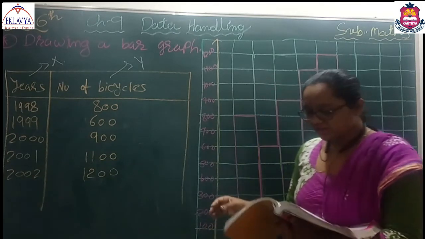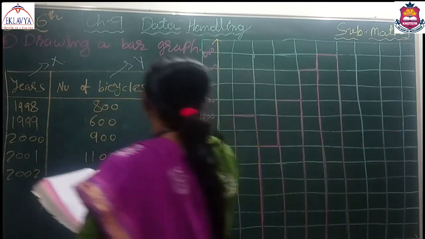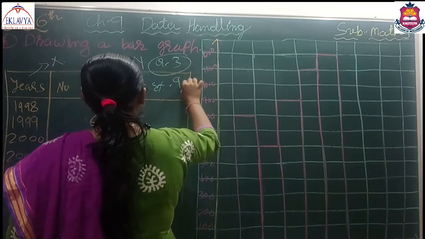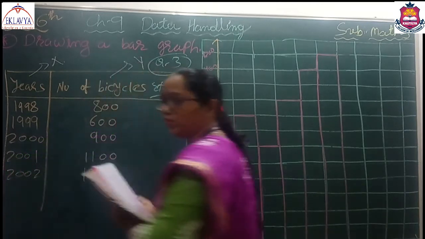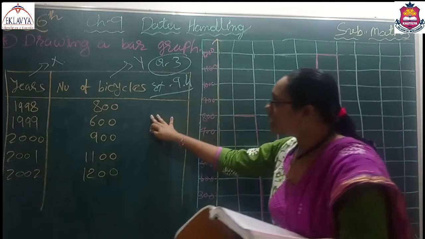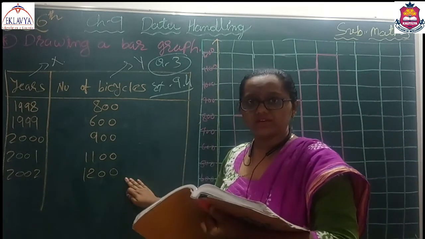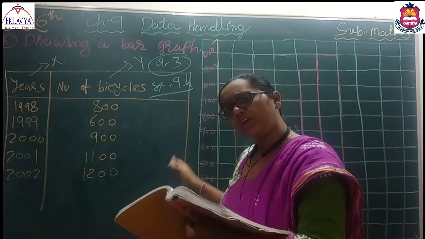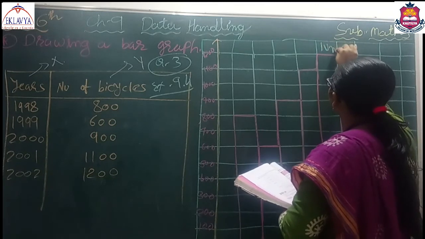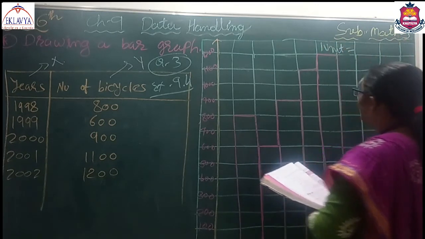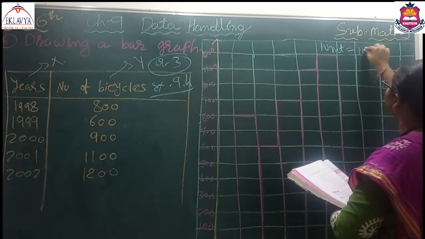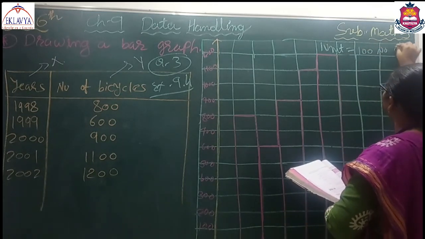Now see, this is question number 3 in exercise 9.4. Here the scale we have decided: 1 unit is equal to 100 bicycles. Always write above the bar graph what 1 unit you are taking, that 1 unit is equal to 100 number of bicycles.